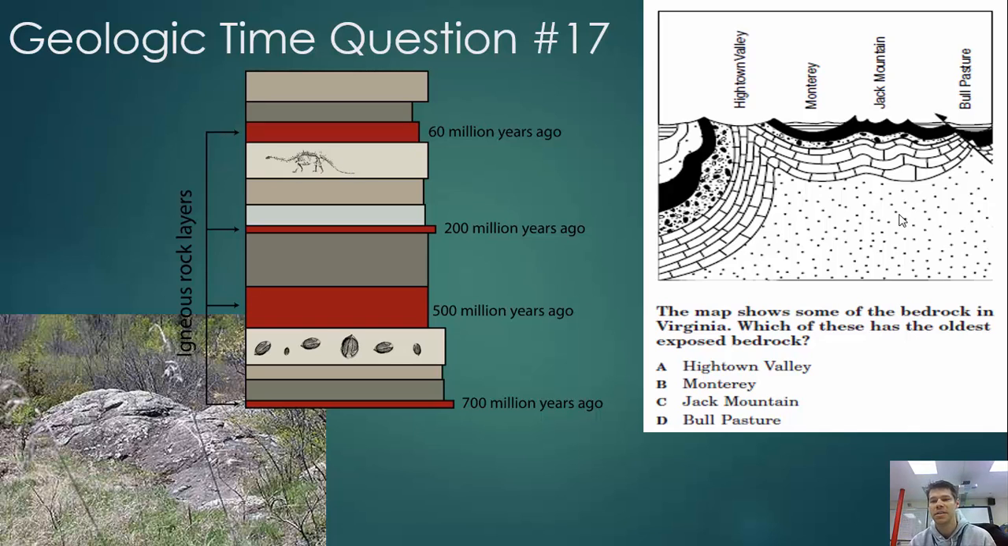So which one is the oldest? Well, this is the oldest rock, but it is not exposed. This looks like the second oldest rock, and if you look right here at Hightown Valley, this rock is exposed. So our oldest rock is going to be found at A, Hightown Valley.